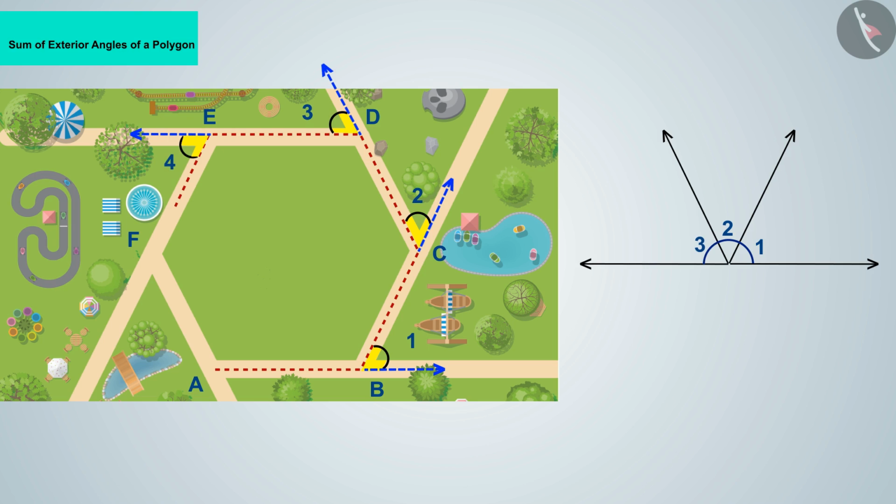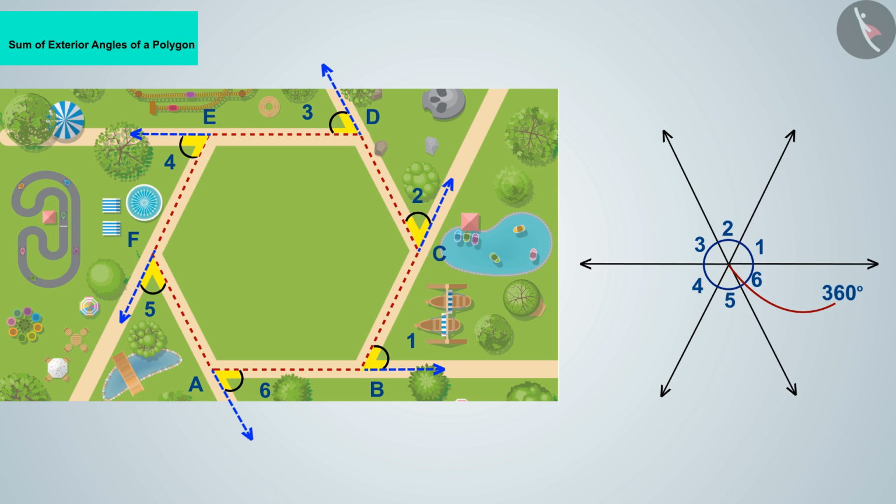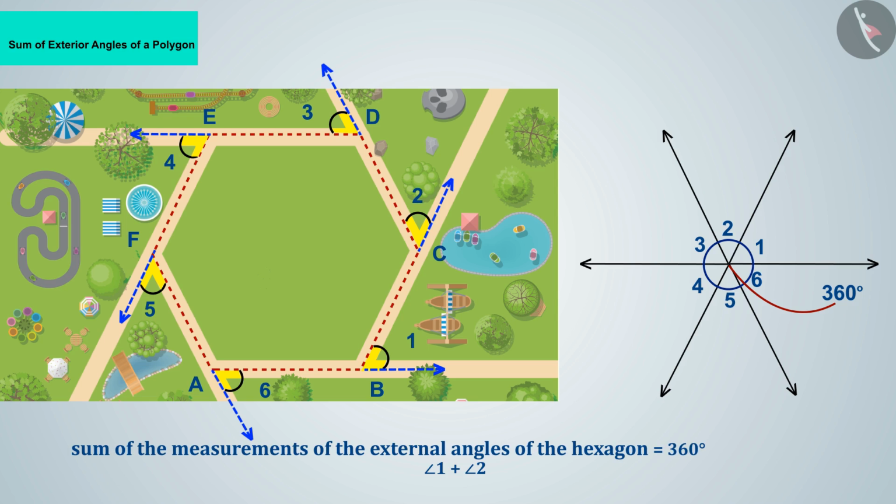Continue this process until you return to the vertex A, and keep on displaying the angle formed each time to the right. In this way, you can complete one round by walking outside the garden. When you connect the angles formed to complete a round of the garden, they represent a circle. And we know that the total measure of the angles formed at the center of the circle is 360 degrees. Using this, we can say that the sum of the measurements of the external angles of the hexagon is 360 degrees.